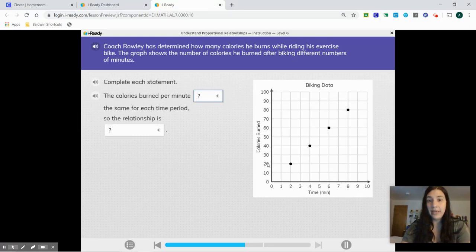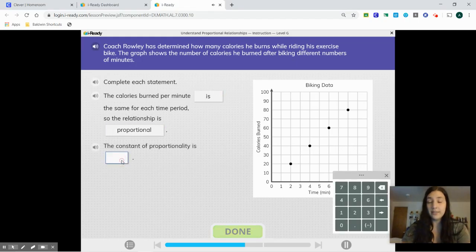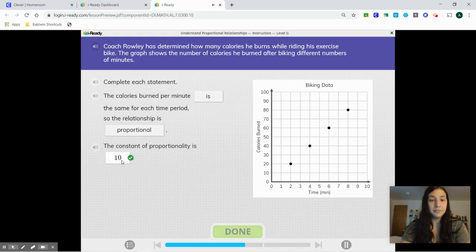Now we see here we have calories burned is 20 and minutes is 2. So 20 divided by 2 is going to be 10. So 10 is going to be our constant. So this is the same, and it is a proportional relationship. And the constant of proportionality is 10.